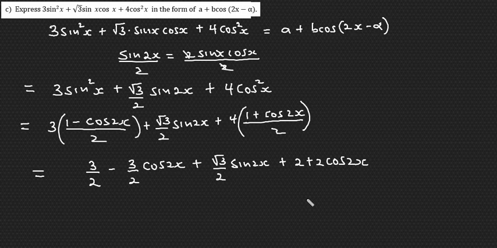I'm still cleaning the left hand side before I expand this and equate the coefficients. So now we can see that we have a constant here, and we had a constant there. So the constants: we have 3 over 2 plus 2.